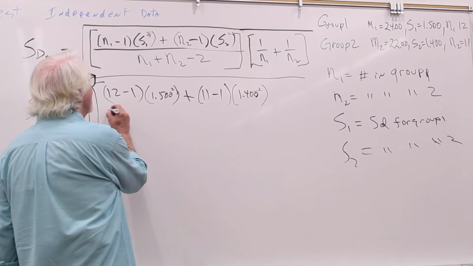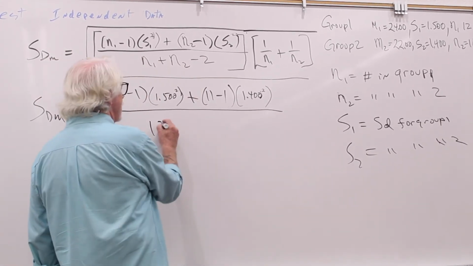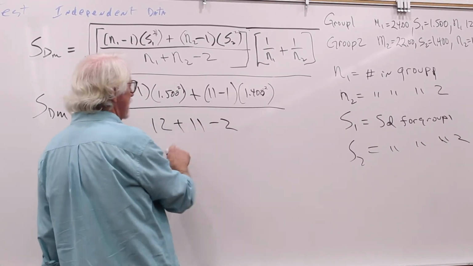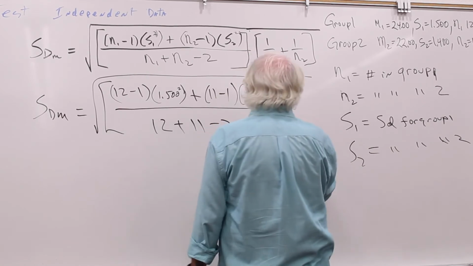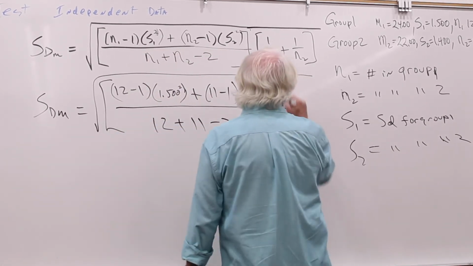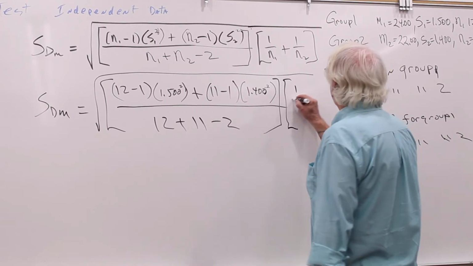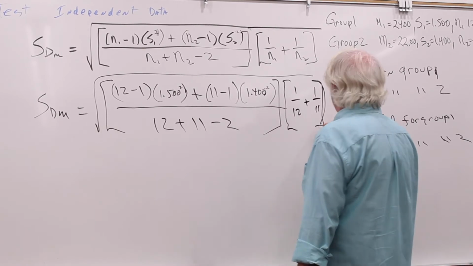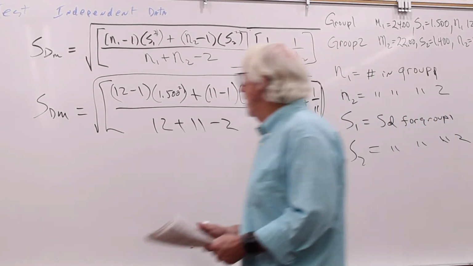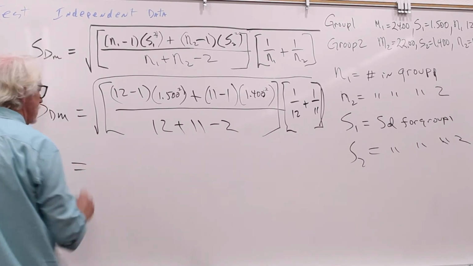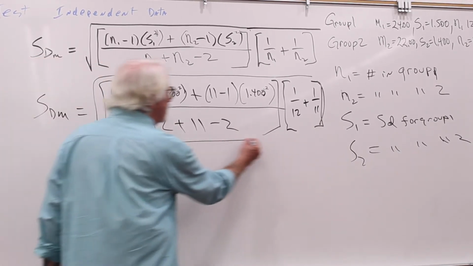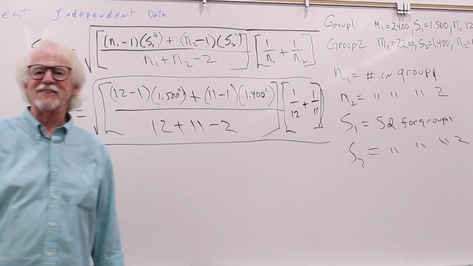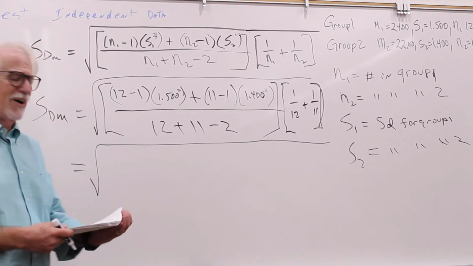Right, so here we are. Over 12 plus 11 minus 2, 12 plus 11 minus 2, and all of this times 1 over 12 plus 1 over 11, okay? Which is equal to the square root. And please, I can't say enough, don't drop the square root sign in the middle of your formulas. People do it all the time.